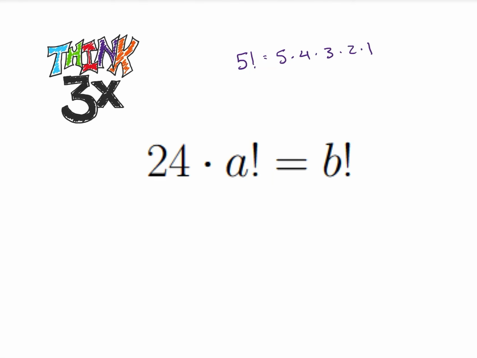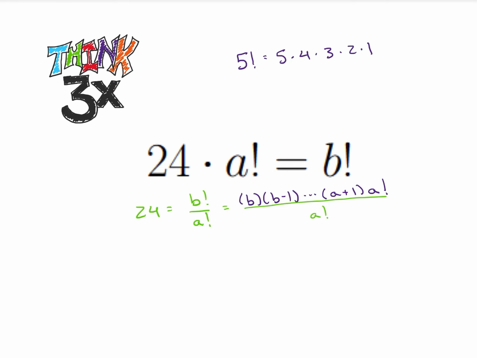Okay, so if I look at this, I can rearrange. 24 is equal to b factorial divided by a factorial. So what would that be? Let's write b factorial out as b times b minus 1, and so on until we get to a plus 1, multiplied by a times a minus 1, which is just a factorial. And I'm dividing that by a factorial.